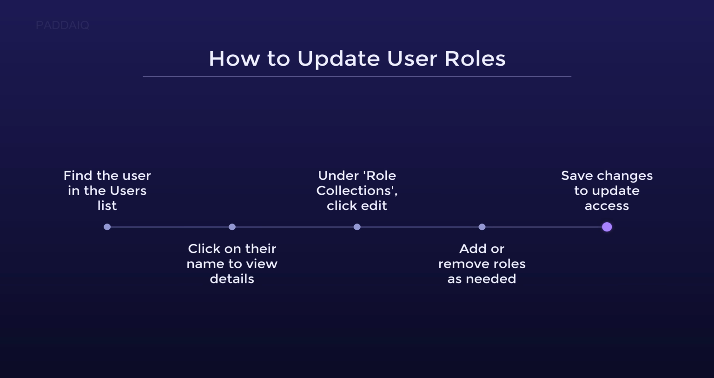Save changes to update access. This means you must confirm your role modifications to apply them. For instance, after granting a user permission to view sales reports in the SAP system, you click Save to activate this new access. Always remember to save to ensure your changes take effect.